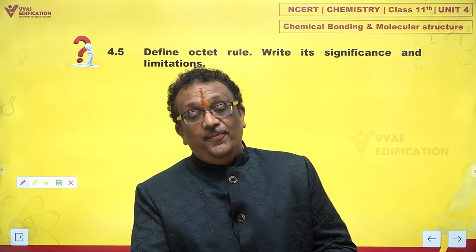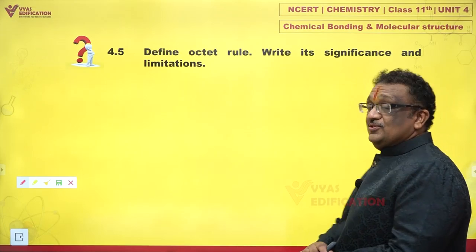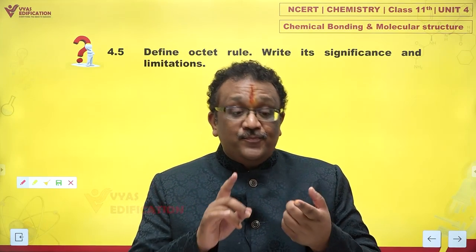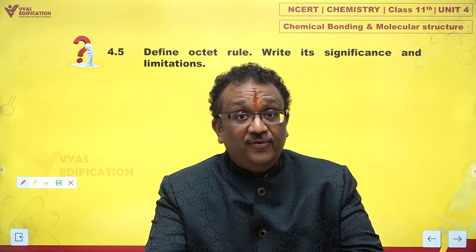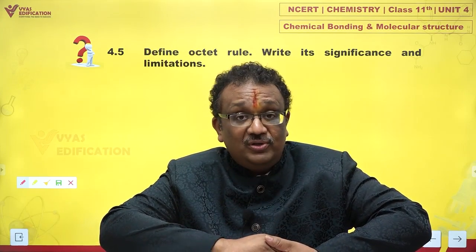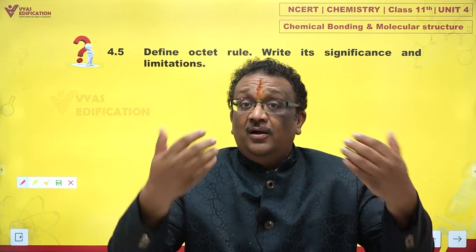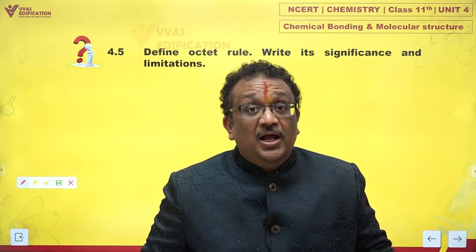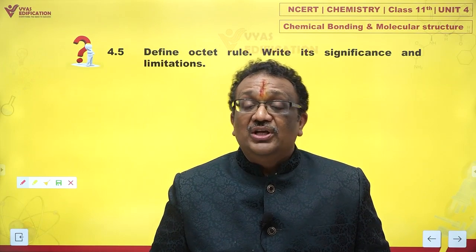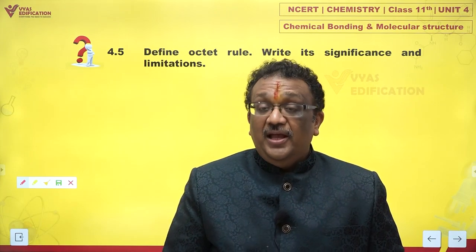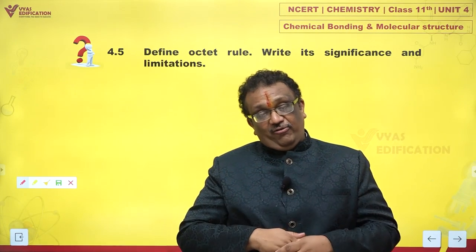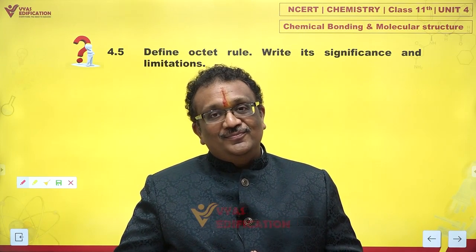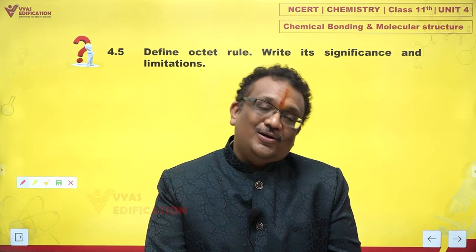Write the octet rule. Write its significance and its limitations. So take down the octet rule. What does the octet rule say? It says that atoms give, take or share electrons in order to complete an octet of electrons in their outermost orbit. That means a number 8 of electrons in their outermost orbit. This is the simple statement of the octet rule.